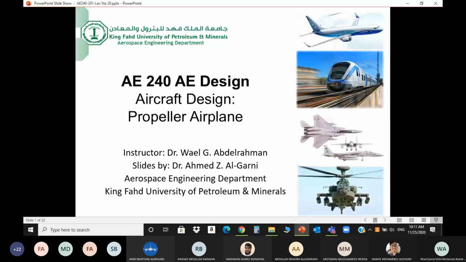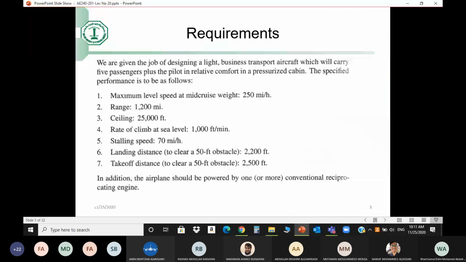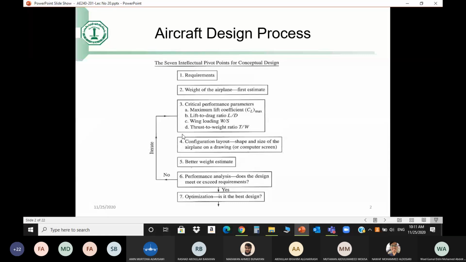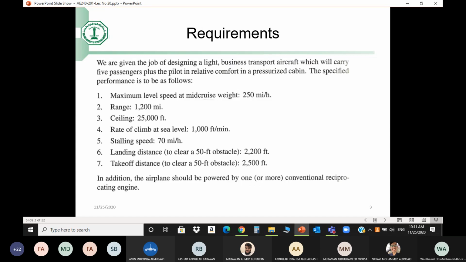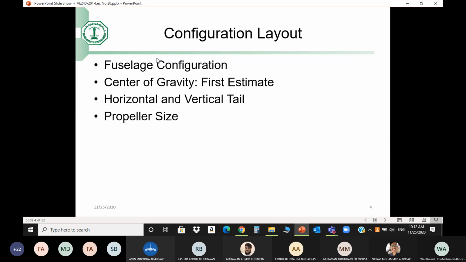Yes, we can. Okay. So we are still in step number 4, configuration layout. We are done with the wing. Today we are going to look at the fuselage. And you realize we are going to go one component, one by one, from one part to the other, from the fuselage body to the tail to the propeller to the landing gear. And in doing so, we'll gain more information of the aircraft.